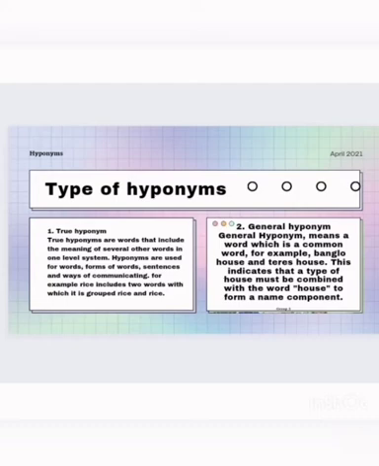2. General hyponyms. General hyponyms means words which are common words. For example, bungalow house and terrace house. This indicates that a type of house must be combined with the word house to form a name component.